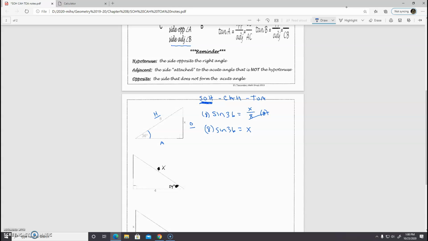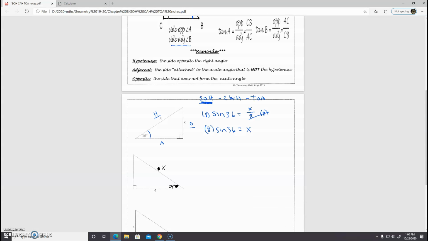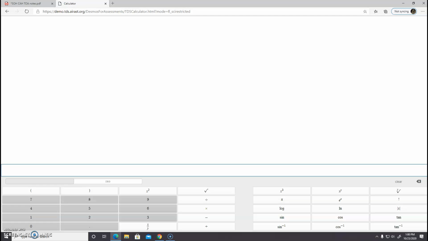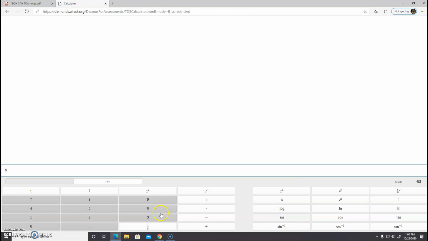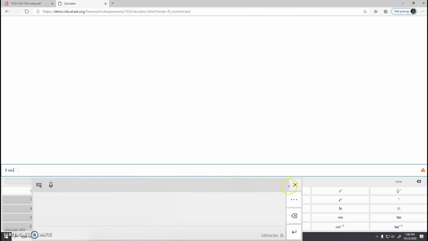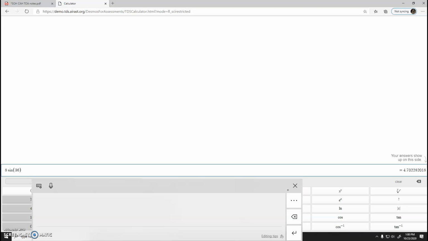Now what do I do with that? That's where a calculator comes in handy, and I did link one in the Google Classroom. 8 sine of 36. You're going to type it in just like that. 8, sine, 36. And it'll actually evaluate for you, 4.7.